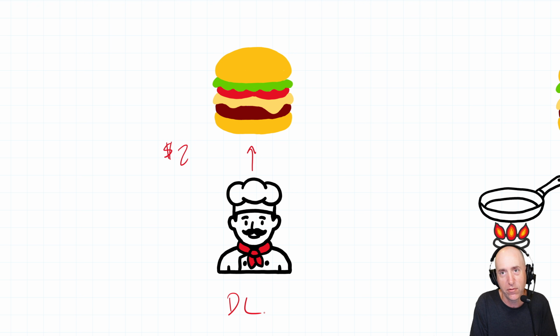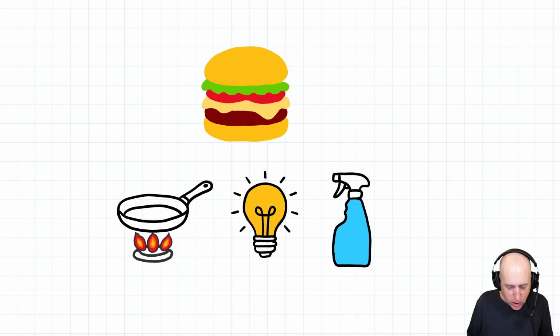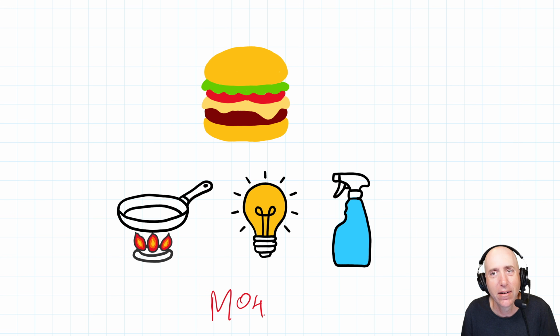Now, when they're working on different food or when they're cleaning the store, when they're sitting there looking at their phone, that's not direct labor. But when they're cooking the burger, that time is direct labor cost. The third category of cost is our overhead cost. We call these indirect factory costs.